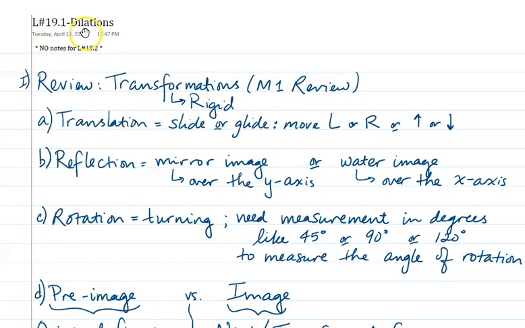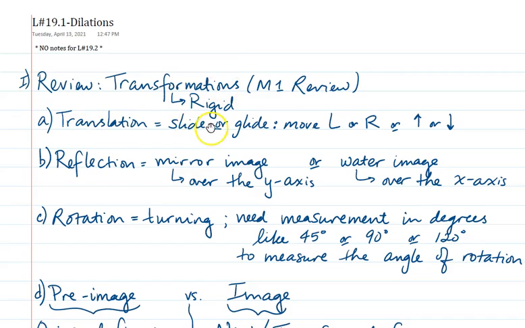Today's lesson we're talking about dilations, and just a reminder, there will not be any notes for lesson 19.2. So a quick review of transformations, which is from Math 1. We have translation, reflection, and rotation. These three are considered rigid transformations because they do not change the shape or its size.